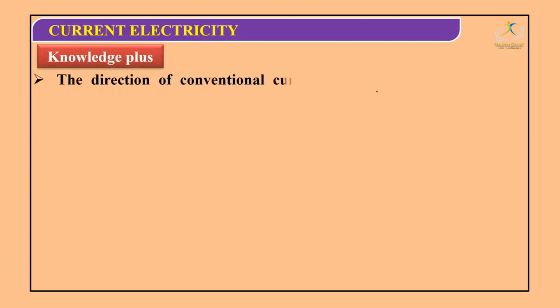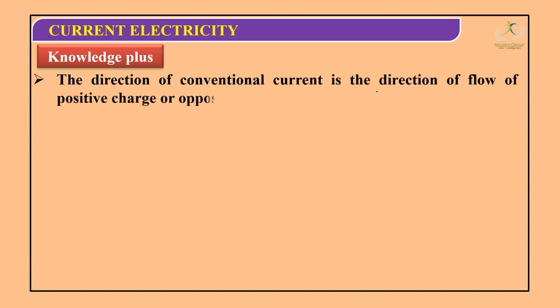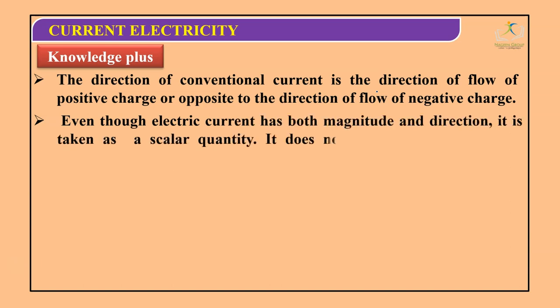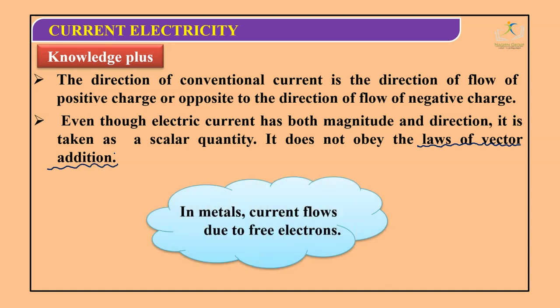Additional knowledge: the direction of conventional current is the direction of flow of positive charge, or opposite to the direction of flow of negative charge. Even though electric current has both magnitude and direction, it isn't taken as a vector quantity. The reason is that it does not obey the law of vector addition. In metals, current flows due to free electrons.